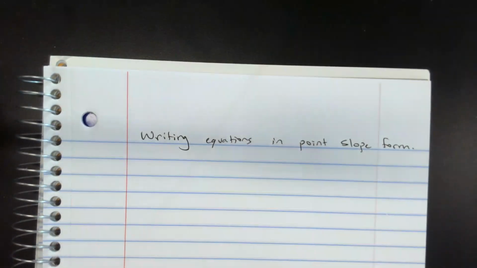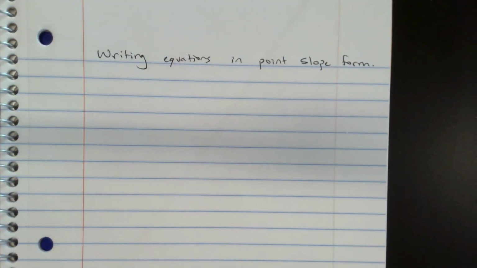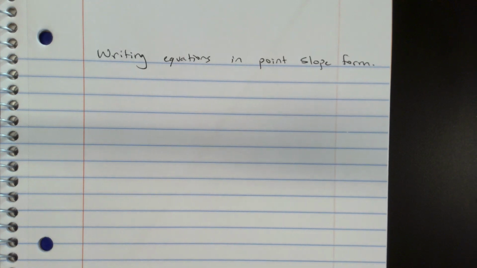Title it, Writing Equations in Point Slope Form. So this is actually, I think, going to be pretty easy because everyone in here should be really accustomed to this. It's just, instead of taking it all the way to slope intercept like we have been doing, we're going to stop at point slope form.